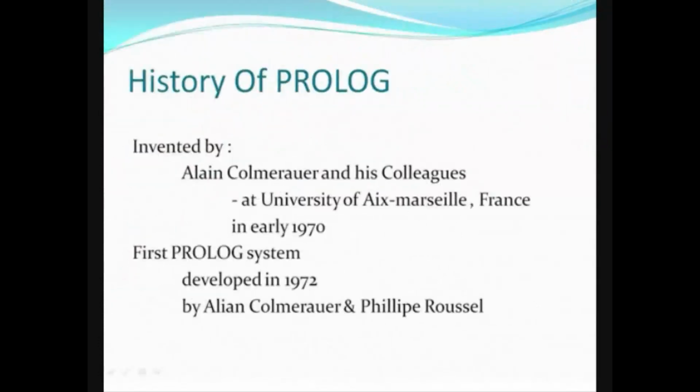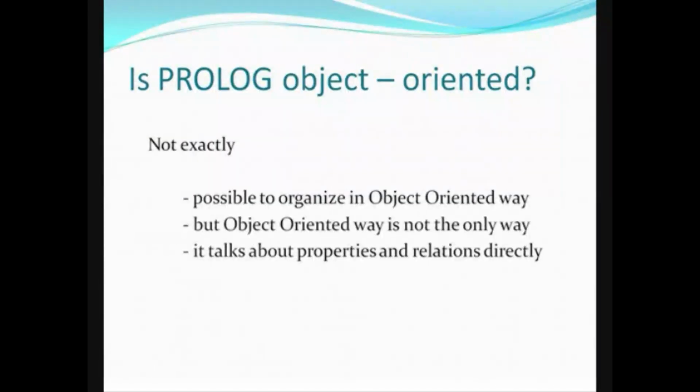History of Prolog. It was invented by Alain Colmerauer and his colleagues at the University of Aix-Marseille, France in the early 1970s. The first Prolog system was developed in 1972 by Alain Colmerauer and Philippe Roussel.